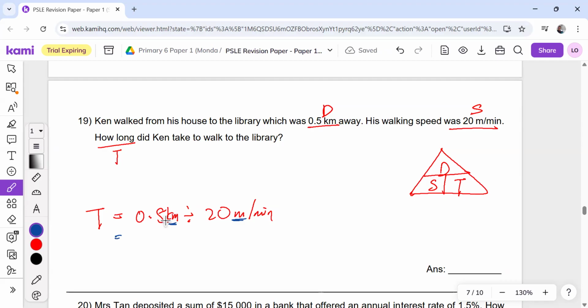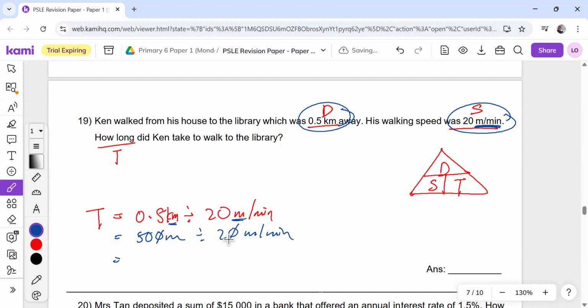So what to change into what? When you do a speed problem, what do we change to what? We look at the speed and follow what is given in the speed. So meters per minute, right? Then you must change the kilometer to follow what is in the speed, which is meters. So 0.5 kilometer is 500 meters. Then divide by 20 meters per minute. And how to divide without calculator? Cancel the zero. 50 divided by 2, you get 25 minutes.